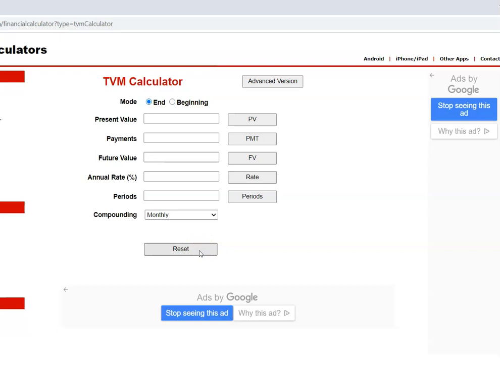Before you do the calculation, make sure every line is blank. Now we input the present value as $100. The annual rate, that is the discount rate, as 5%. You don't want to use 0.05. You just use the percentage, the integer. We need to know the future value 1 year later. So we use annual compounding frequency and periods as 1. Now let's see the future value. It is $105.